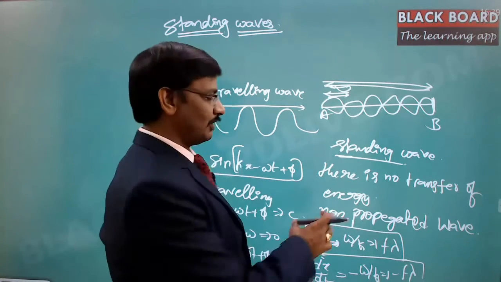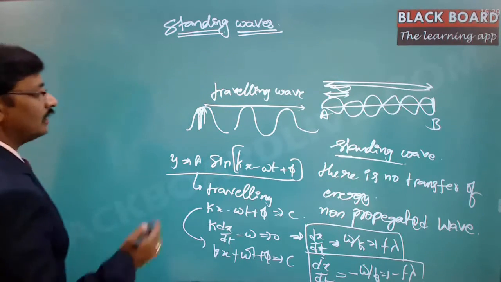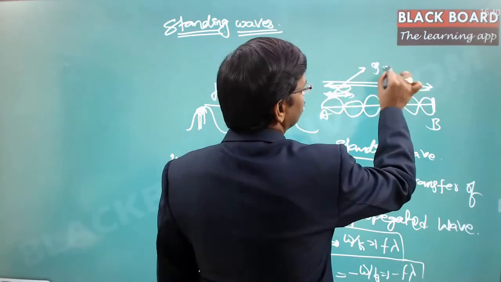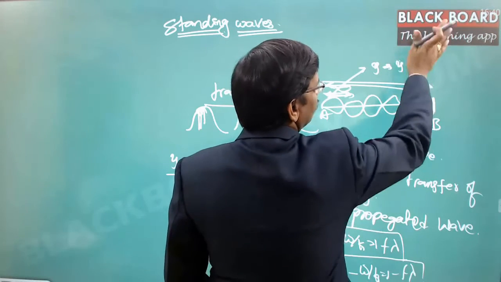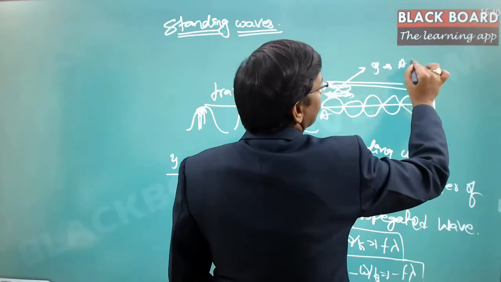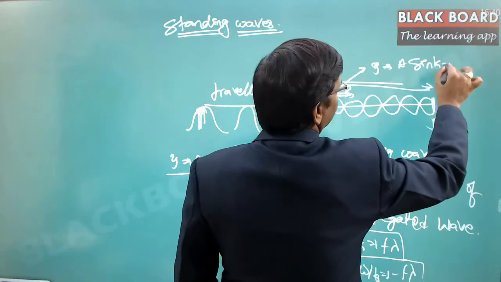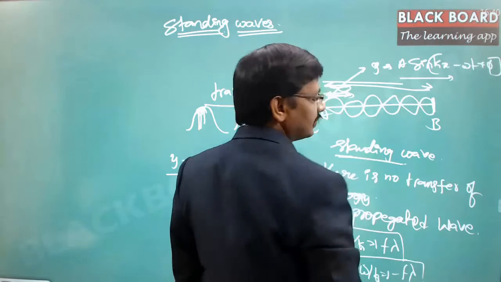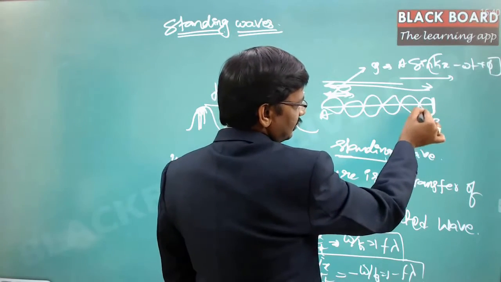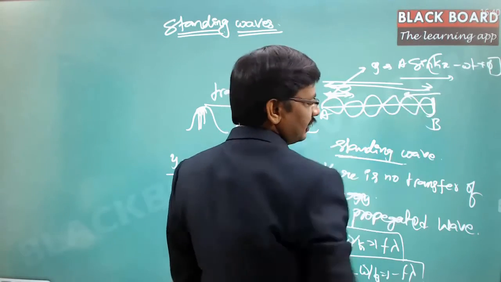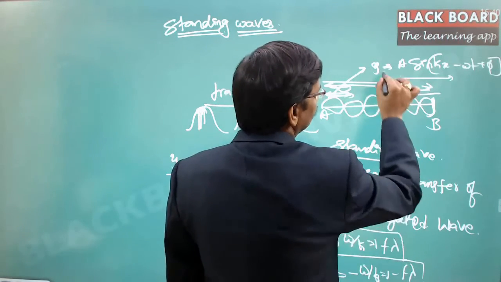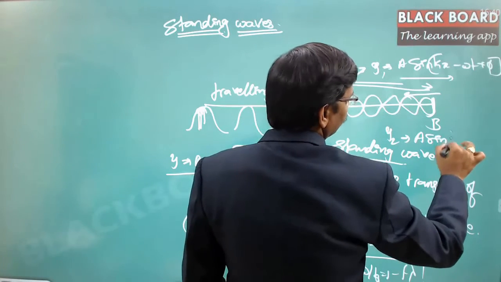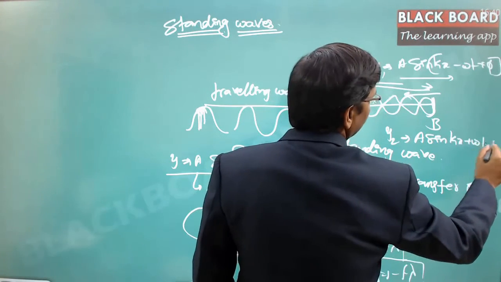So in this particular scenario, there are two different waves. One wave traveling in this direction, the first wave, is given by y1 equal to A sin(kx minus omega t plus phi). This is traveling in the positive x direction. And there is one more wave which is initiated here and is traveling in the opposite direction. If you call the first y1, this is y2, equal to A sin(kx plus omega t plus phi).